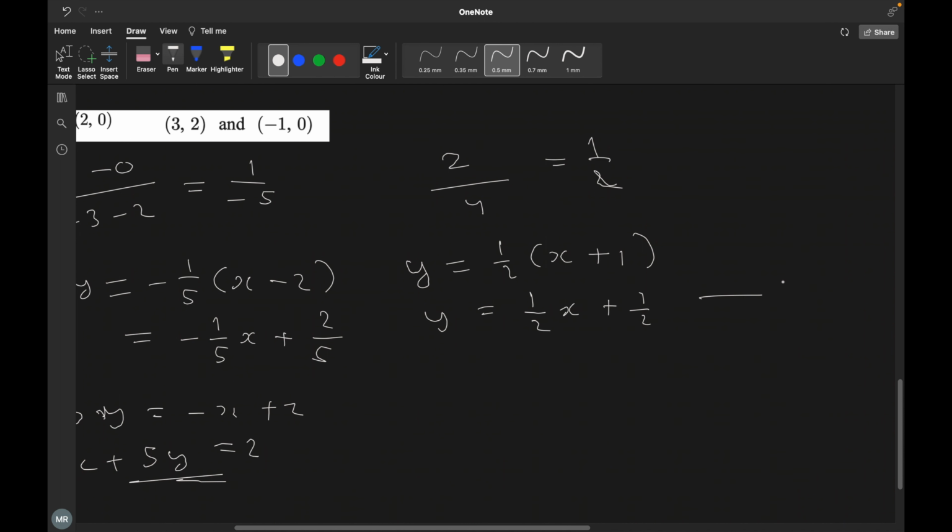This is in gradient intercept form, and let's write it in the general form. So x minus 2y equals 1, negative 1. That's general form.